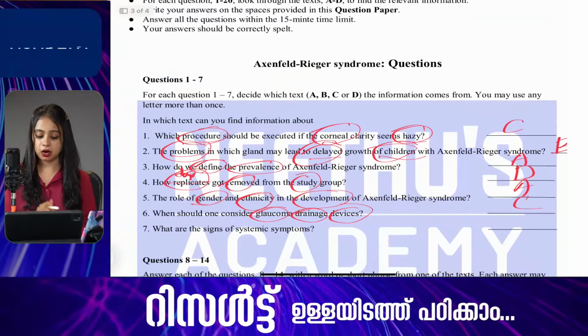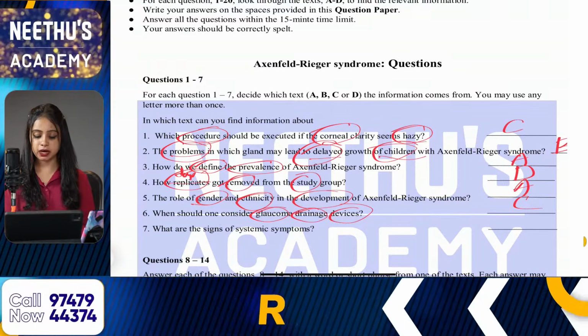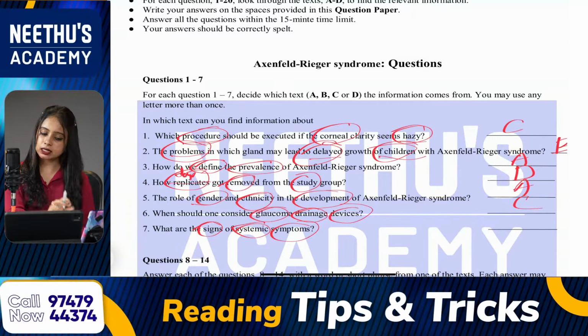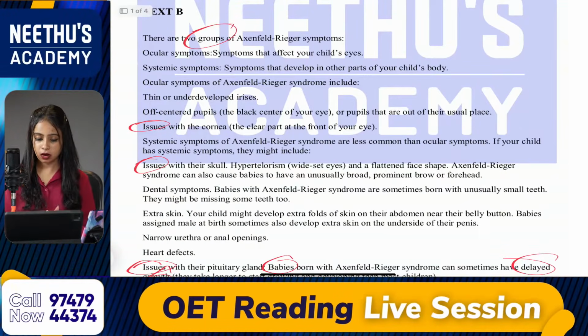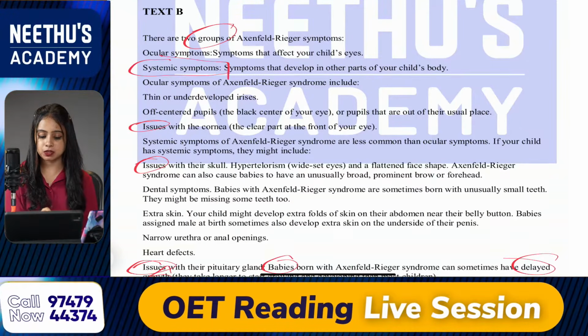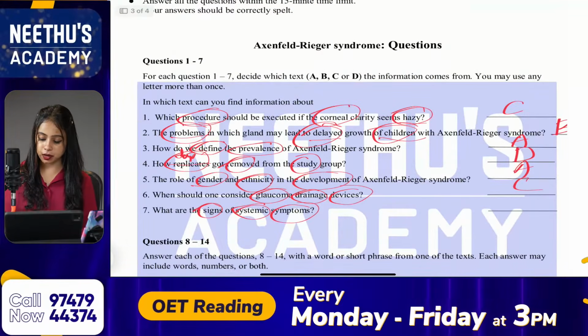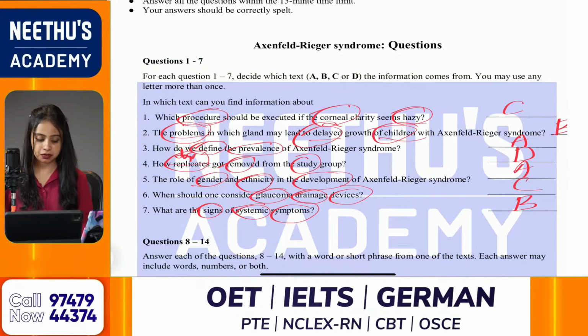Then 7th one, what are the signs of systemic symptoms? So my keywords, signs, systemic symptoms. And I know that symptoms are mentioned in text B. Okay, see, systemic symptoms. So direct answer, which is from text B. So answer is from B. Clear? Any doubts regarding any of the questions 1 to 7?